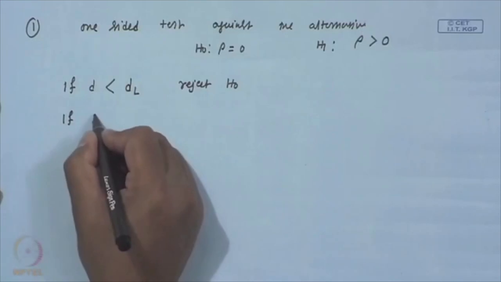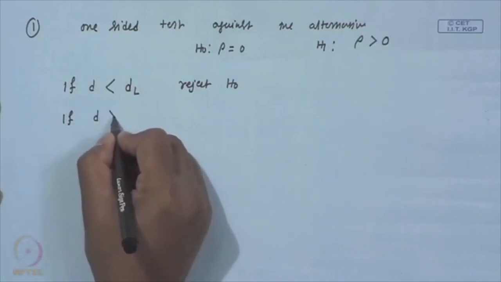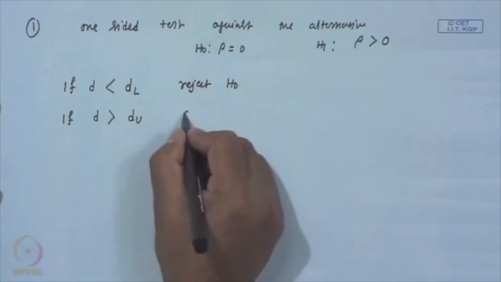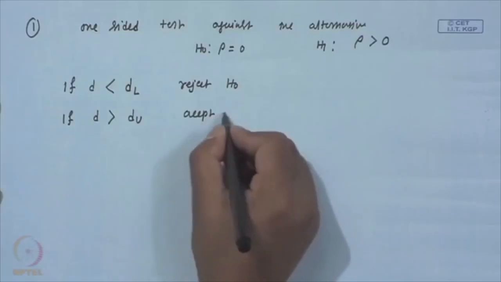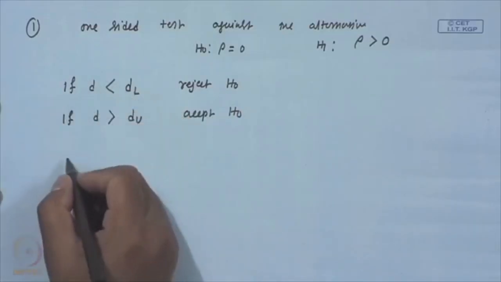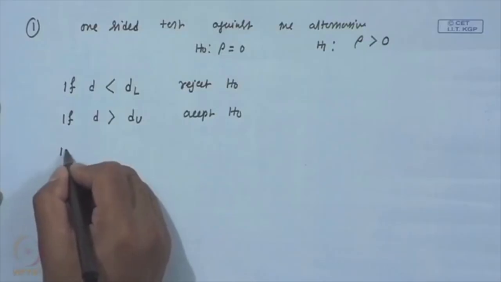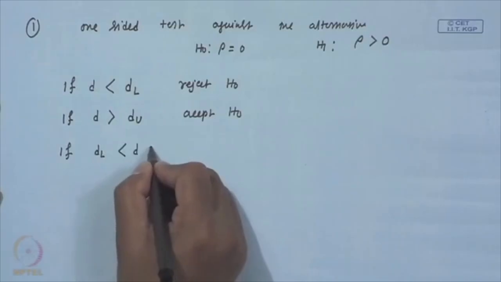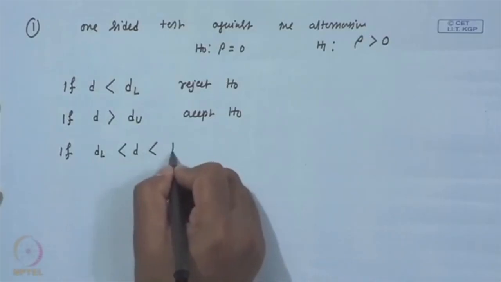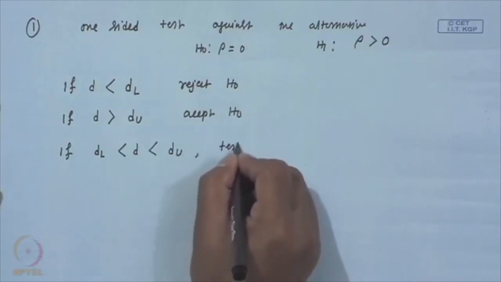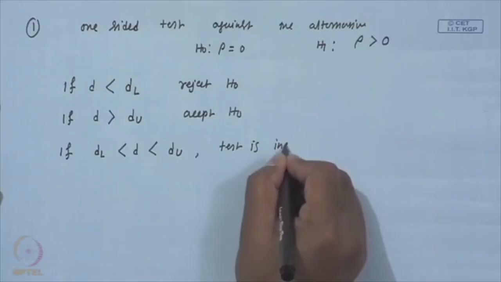If d is greater than d_U, we accept H naught. I will explain why this is the critical region. And if d_L is less than d and d is less than d_U, the test is inconclusive.